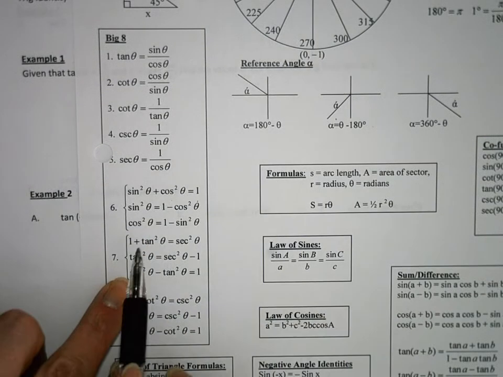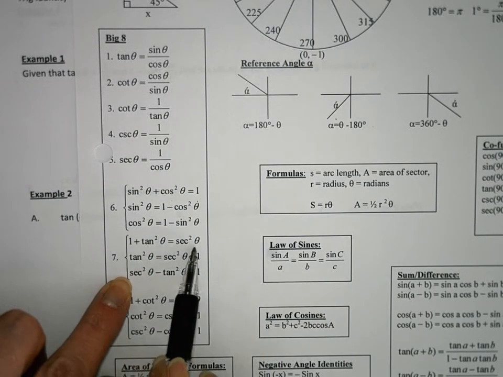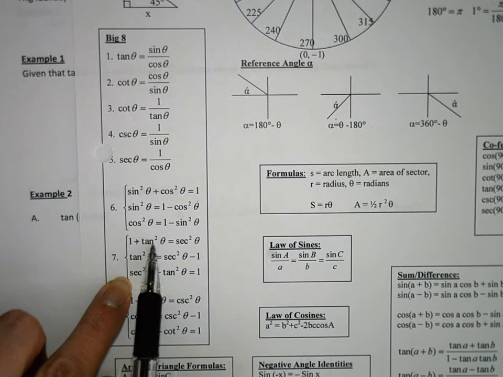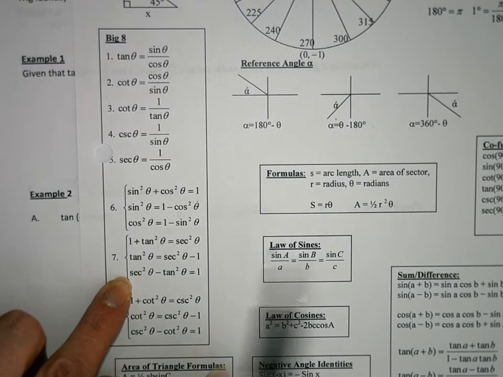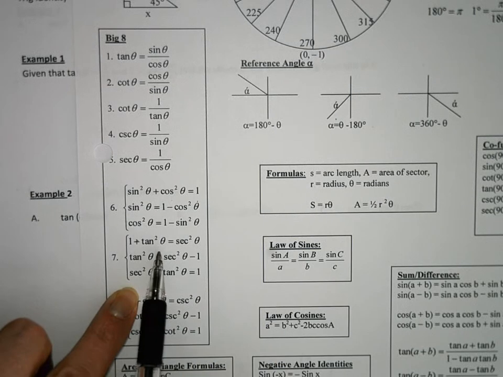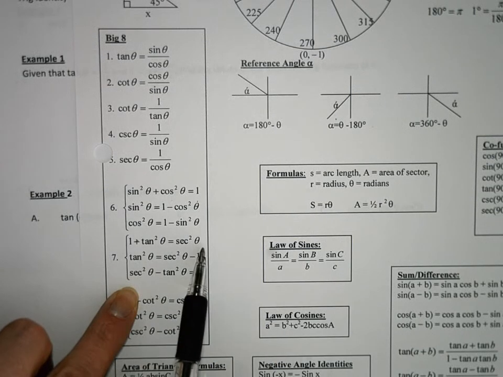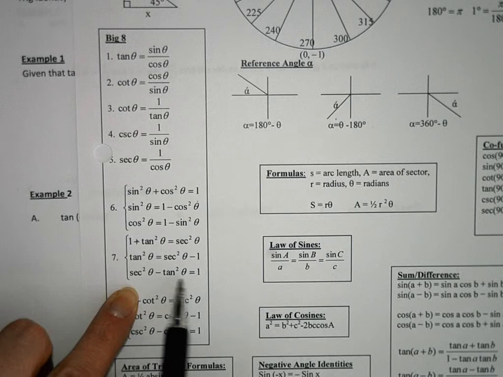All right, next one. 1 plus tangent squared is secant squared. So if I subtract 1 from both sides, that means tangent squared is secant squared minus 1. If I subtract tangent squared from both sides, that means secant squared subtract tangent squared is equal to 1.